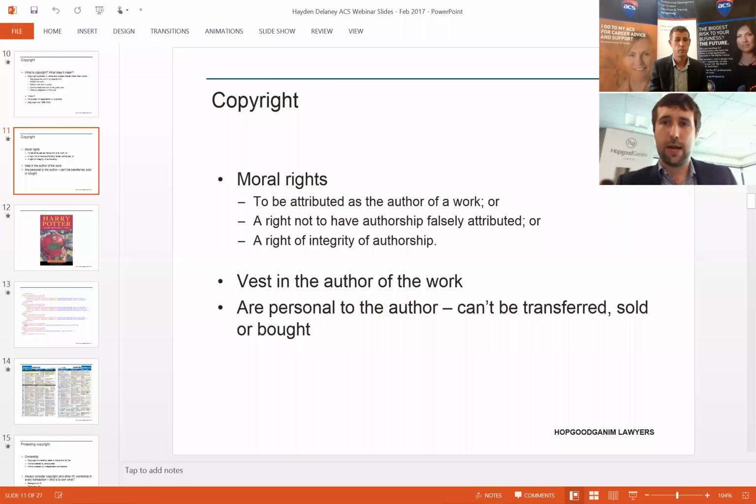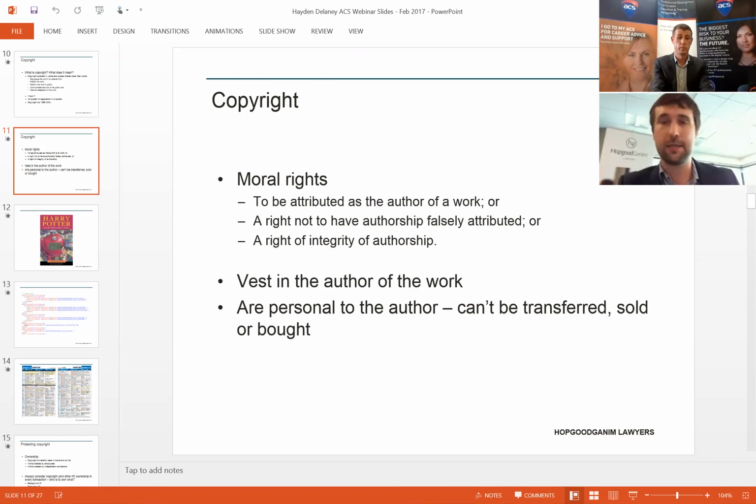I'm not going to talk in great detail about them, just be aware of them. They're a related right to copyright. These are rights that can't be bought or sold. You can't sell your moral rights, the rights that attach to the creator of a work. And even if someone else has bought the copyright from that creator, the author will still have moral rights to be attributed as author of the work, or a right not to be falsely attributed as an author.